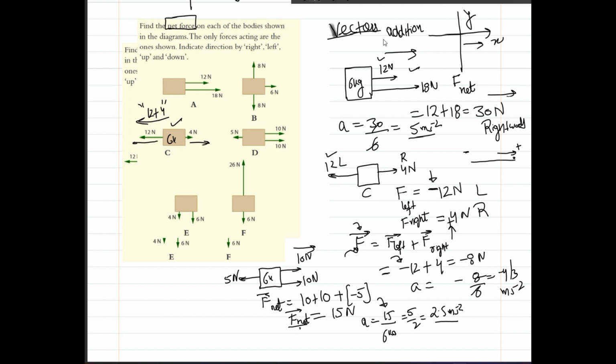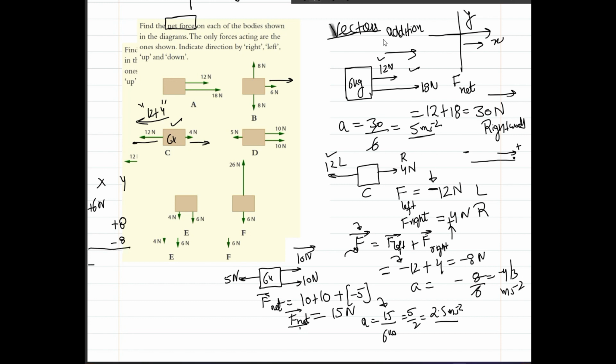All right, now B has a mix of horizontal and vertical. Okay, so we will put two boxes, X and Y. In the X, the only force is 6 newtons. So it is plus because it is rightward. And look at Y. So on the Y axis, you have one force which is 8. Upward force is positive. The downward force is negative. So let's see what happens.